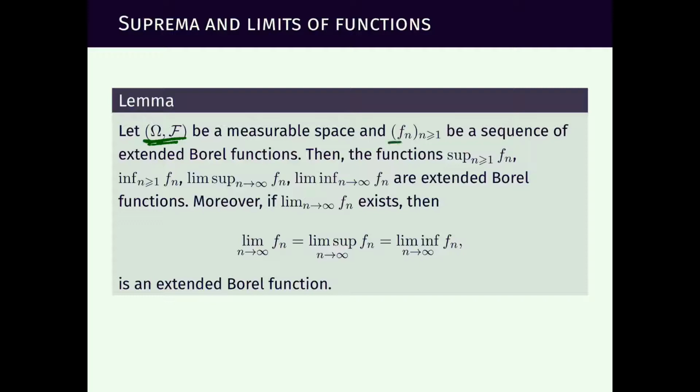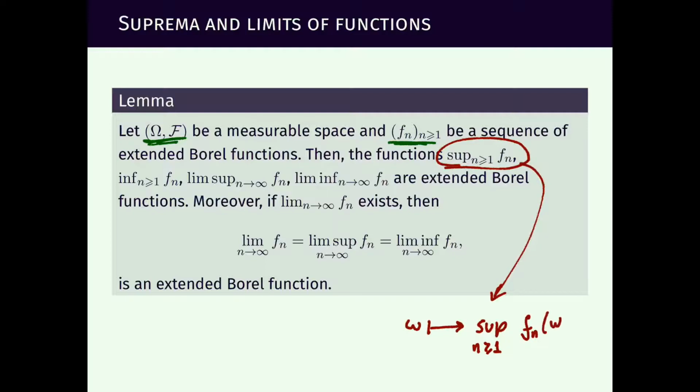And if we have a sequence of extended Borel functions, or extended real variables would be a particular case, then we can take the supremum. So again, what does it mean to take a supremum of functions? It's just the function that to each little omega will associate the supremum over n larger than or equal to 1 of these numbers f_n of omega. So this is what we mean by supremum of a sequence of functions. And then, of course, if it's true for the supremum, it will be true for the infimum.